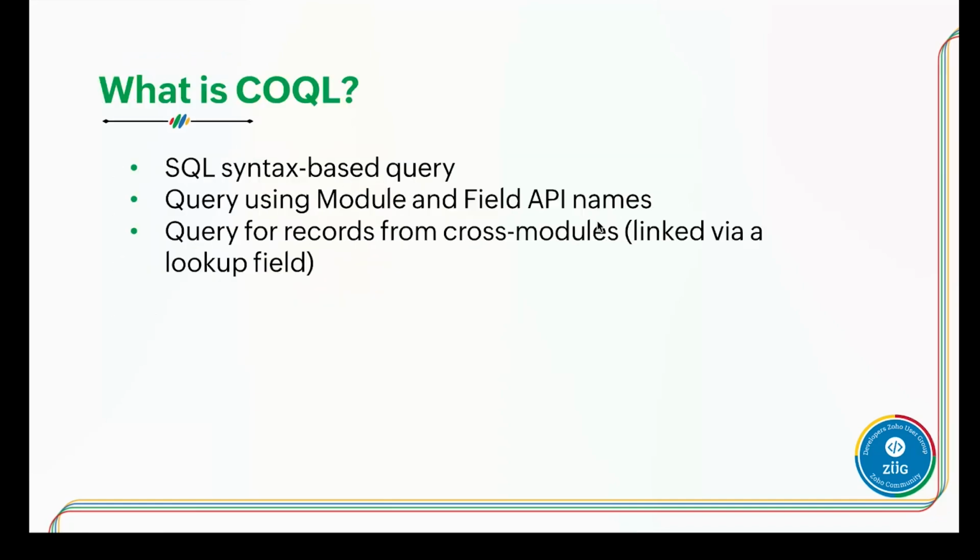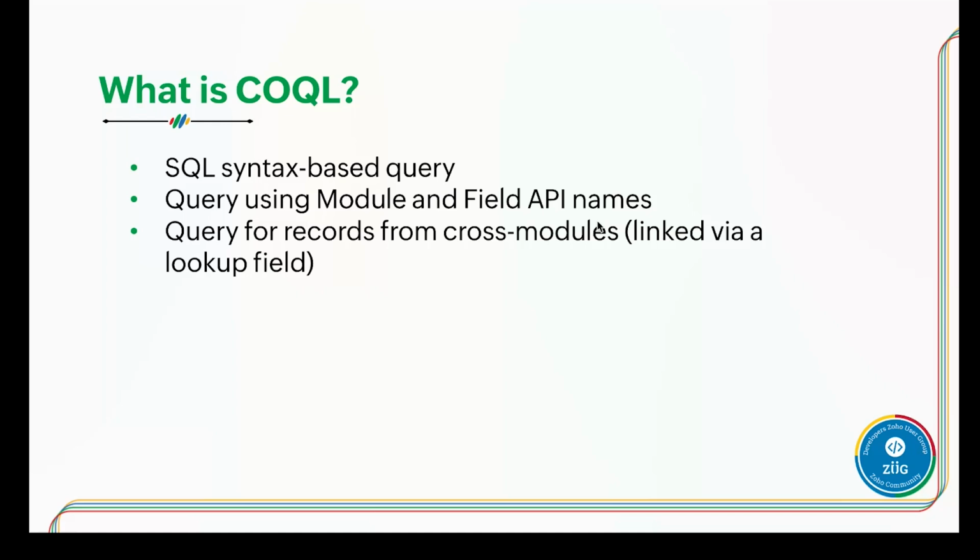Now, coming to what is COQL. As many of you already know, COQL stands for CRM Object Query Language. This is an API that is based on the SQL syntax. So essentially, you use COQL to query for records and other cross modules. How SQL uses table names and column names, COQL API uses module names, module API names and field API names.